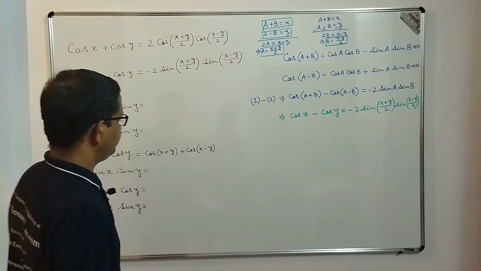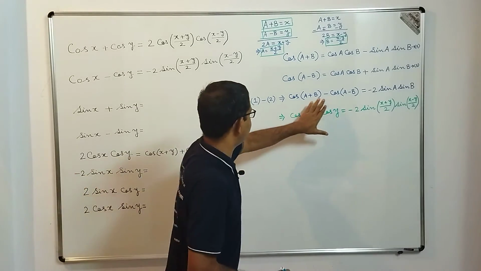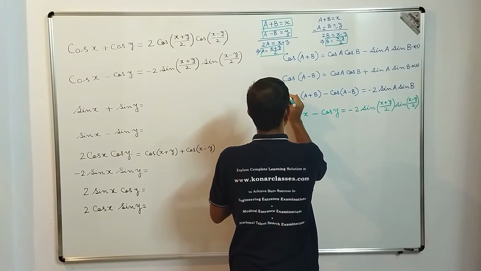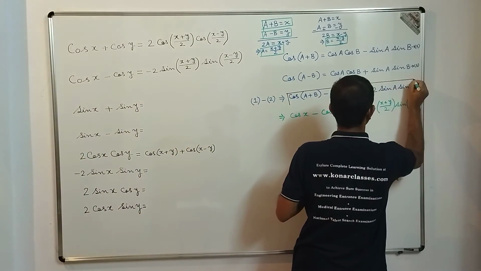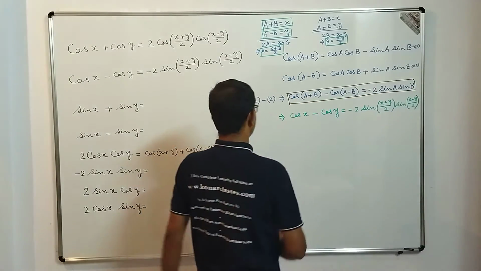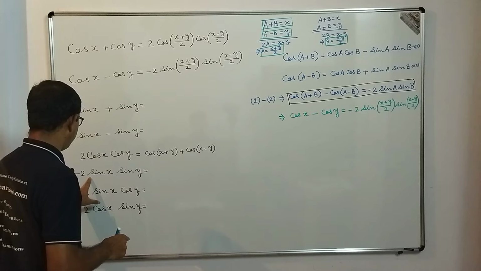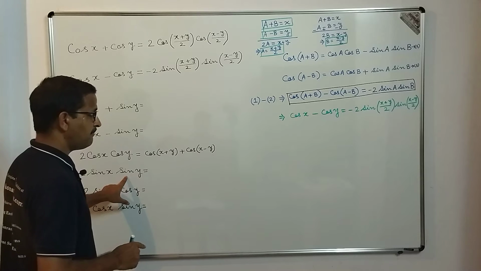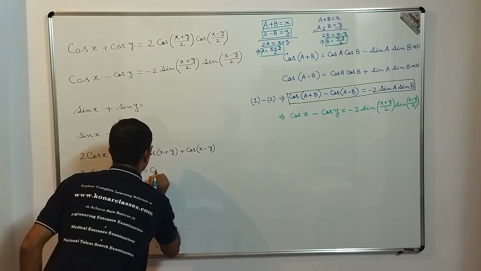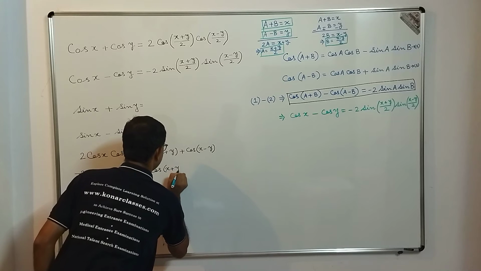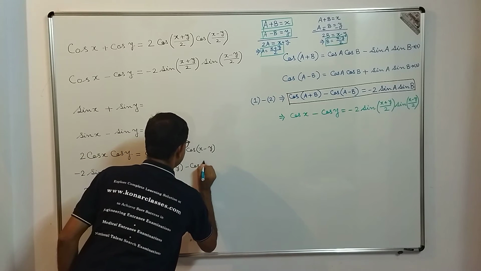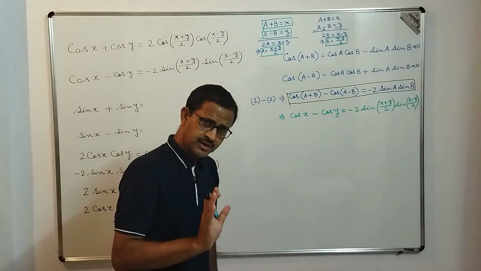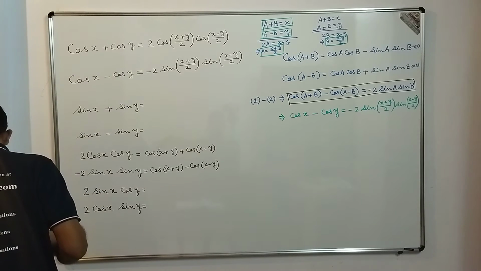Done. Now in the similar manner, we already established that cos (a plus b) minus cos (a minus b) is equal to minus 2 sin a sin b. So we can apply that formula here: minus 2 sin x sin y is equal to cos (x plus y) minus cos (x minus y). Okay, correct? We are able to establish 4 formulas out of these 8 formulas.